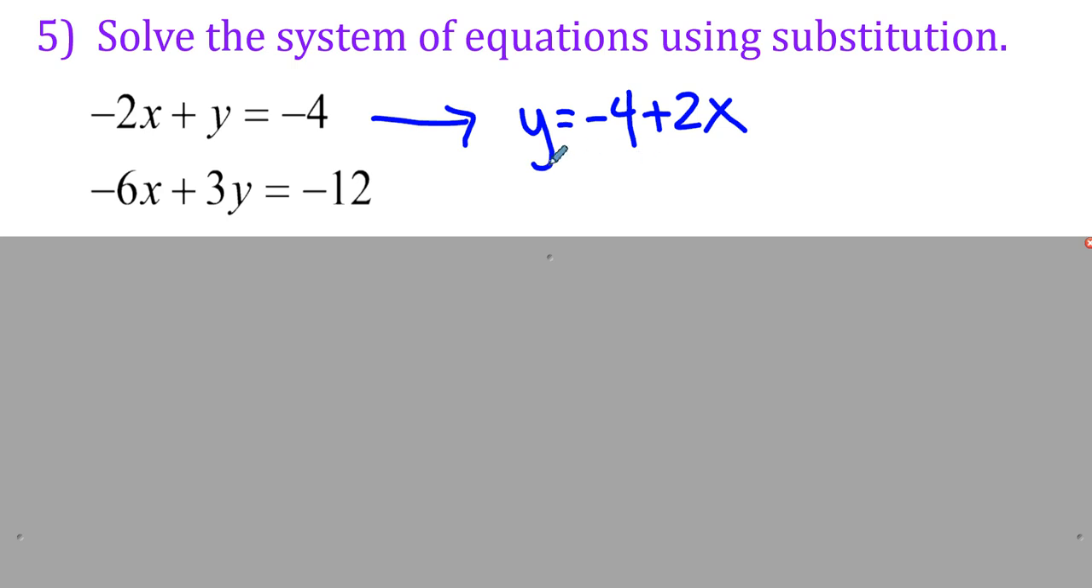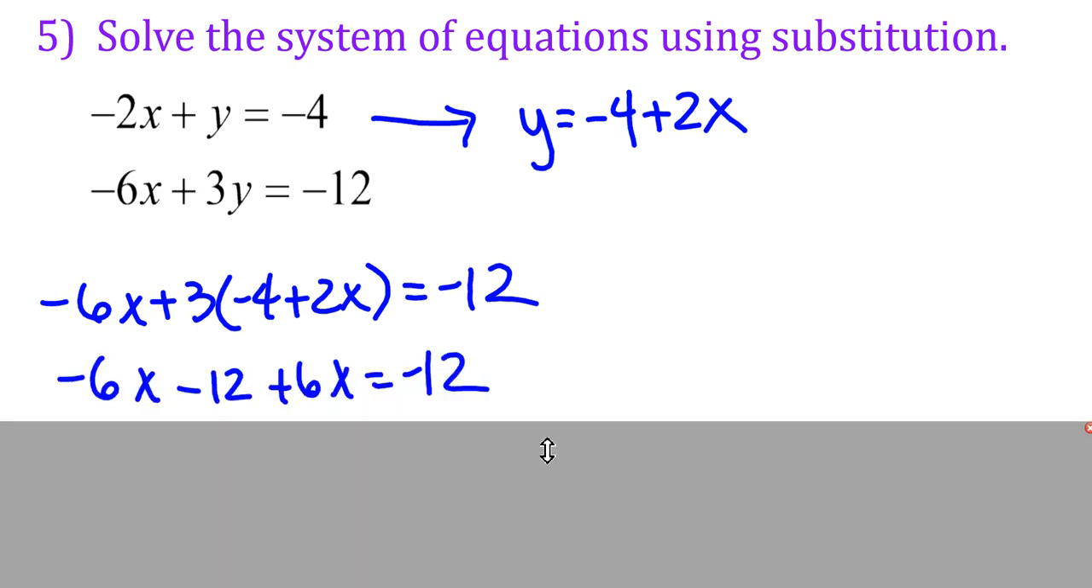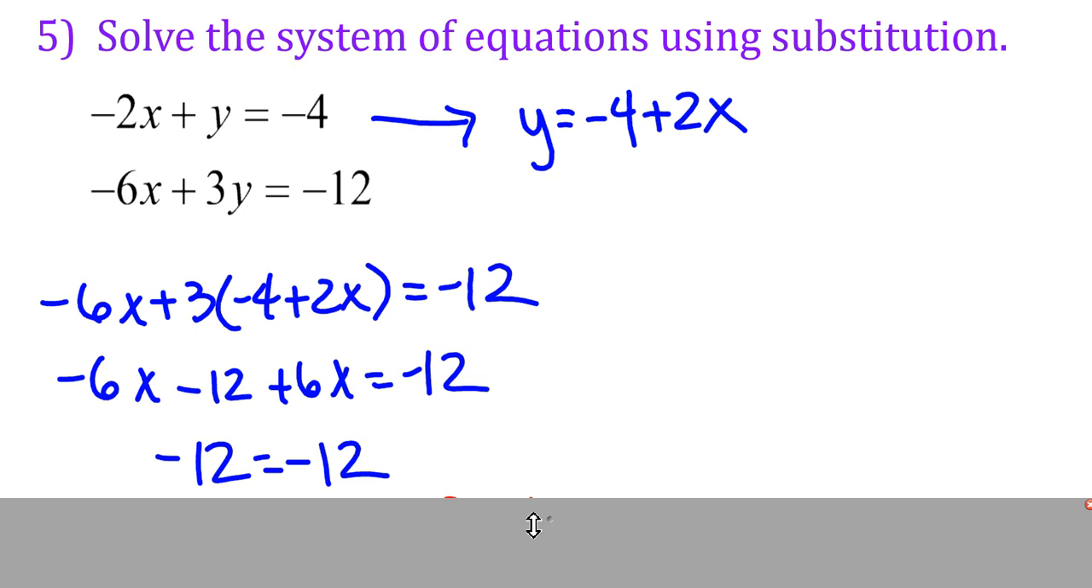Now that we know what y is equal to, we can go through the same process that we have done previously. Let's take the value for y from the first equation and substitute it into the second equation. This way, we only have to solve for x. So let's distribute through 3 to each pair of our terms in the parentheses there. So we've got negative 6x minus 12 plus 6x equals negative 12. Notice on the left-hand side, you have some like terms we need to combine. Negative 6x and positive 6x, well, that's 0. So what are we left with? Negative 12 is equal to negative 12.